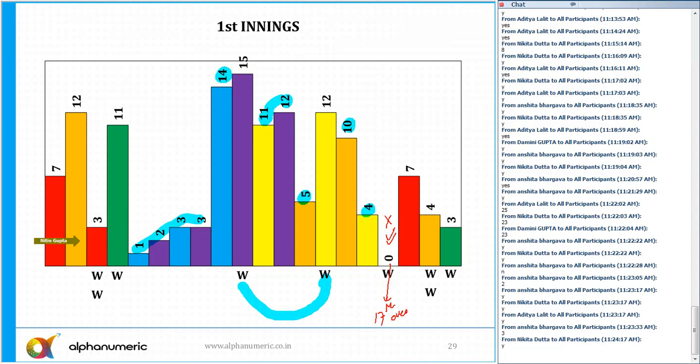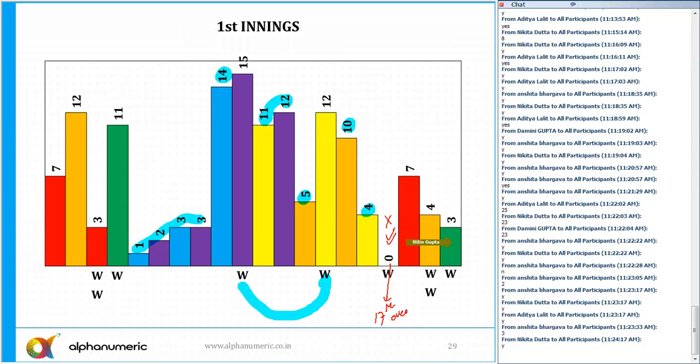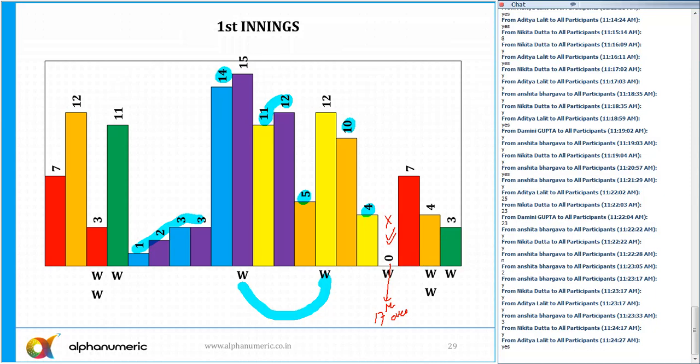So when I'm talking about the red one, it has taken a wicket. Orange has taken a wicket here in this over, the 19th over. Yes or no? Green has taken a wicket here. Yellow has taken a wicket here. Purple has taken a wicket here. But the blue has not taken any wicket. So this must be blue. Yes or no? So this must be blue.